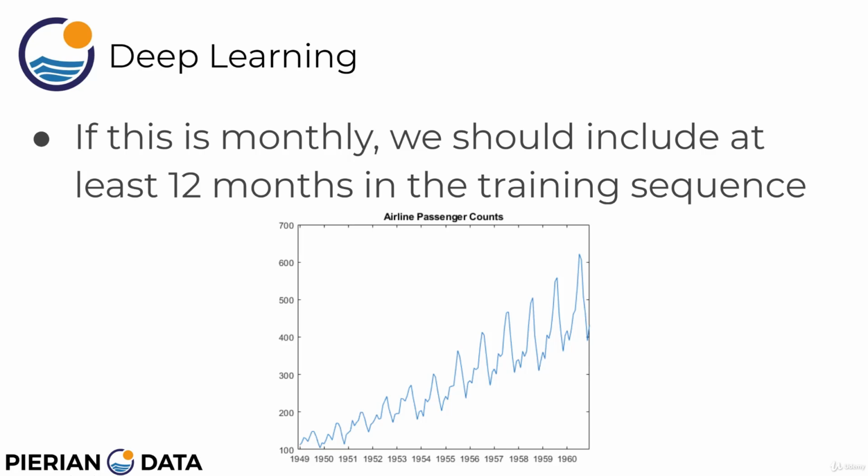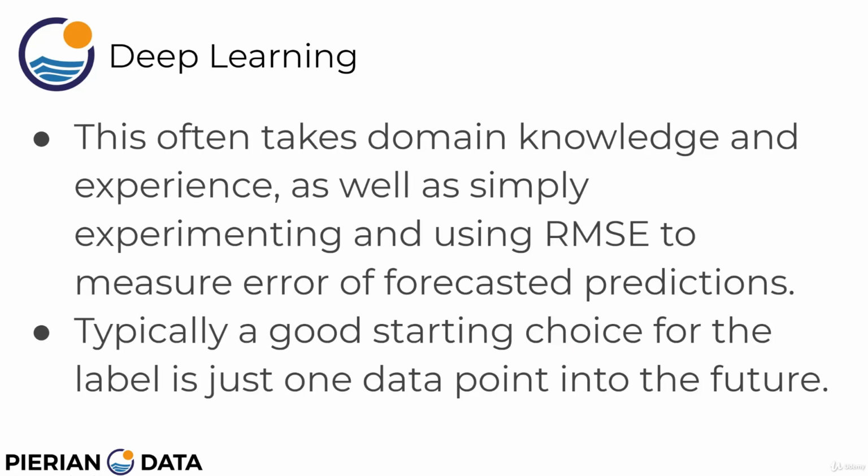You wouldn't want to just include 5 points, because then you're not actually being able to learn the entire pattern of a year and the seasonality of a year. Again, there's no definitive answer, and a lot of this is domain knowledge. So this often takes domain knowledge and experience, as well as just simply experimenting with different training sequences, different numbers of time series per batch, and using some sort of metric like root mean squared error to measure the error of forecasted predictions. Now, typically, a really good starting choice for the label is just one data point into the future.